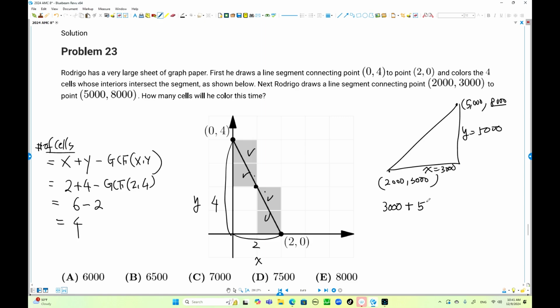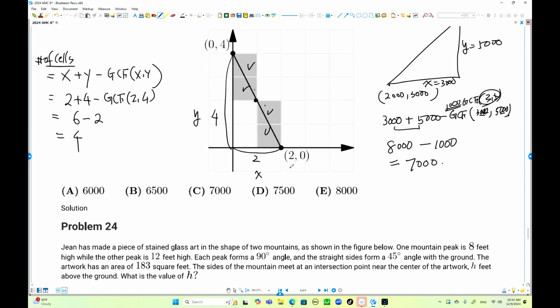So 3,000 plus 5,000 and minus GCF or GCD, doesn't matter, okay? So 3,000 and 5,000. So total is 8,000 minus 3,000, 5,000, 1,000 is out. And GCF of 3 and 5, okay? This is a relative prime. That GCF is 1, right? So times, oh, I'm sorry, 1,000, right? 1,000 times 1. GCF is 1,000. When you subtract this one, it's 7,000 cells crossed by the line, okay? 7,000 is the answer.